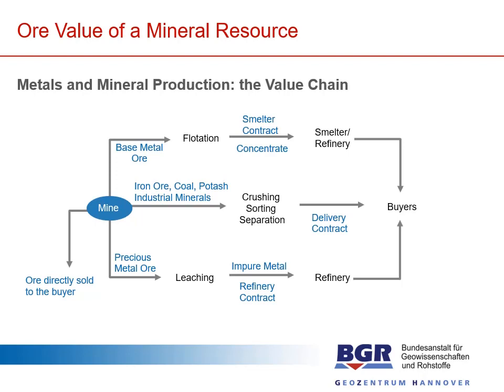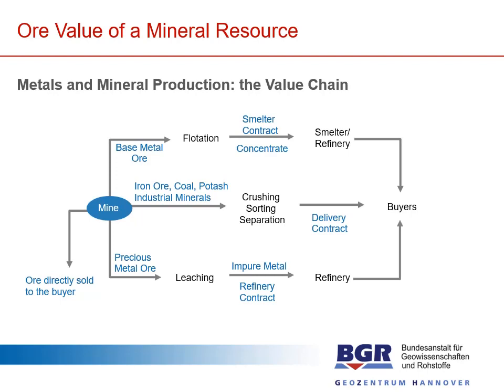and then afterwards selling it to end users, to buyers. If you have iron ore, coal, potash or industrial minerals, you usually apply crushing, sorting and separation to further concentrate the material. And normally you have a delivery contract with a buyer, so you get paid for your concentrate.